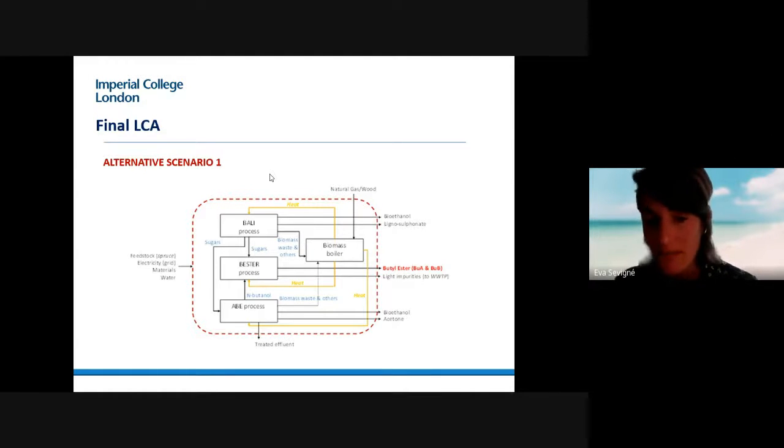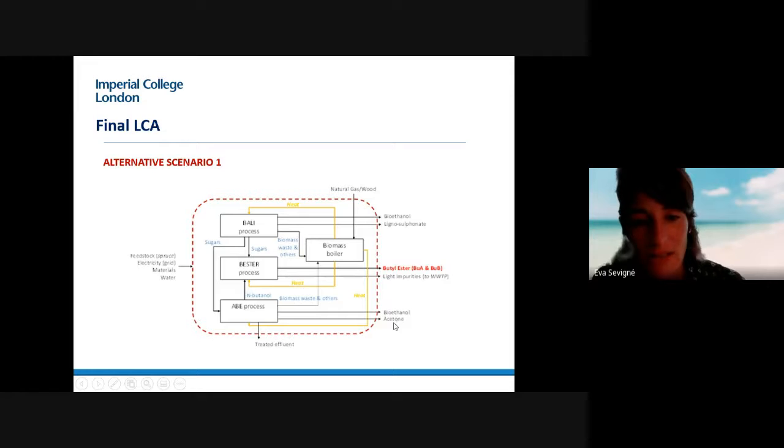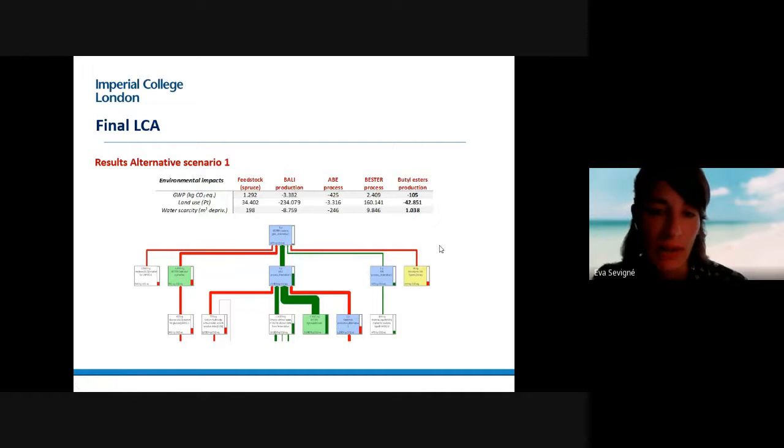So the idea was to evaluate what is going to happen, how the environmental impacts are going to look like if we integrate the Valley process with the Bester process and this AB process. And this AB process produces biobutanol also from spruce and also using the Valley process. So it was very feasible to integrate these 2 different processes into our system boundaries. And you will see here that we have as outputs from the system boundaries the bioethanol and the lignosulfonate from the Valley process, but we also have other sources of bioethanol and acetone from the AB process.